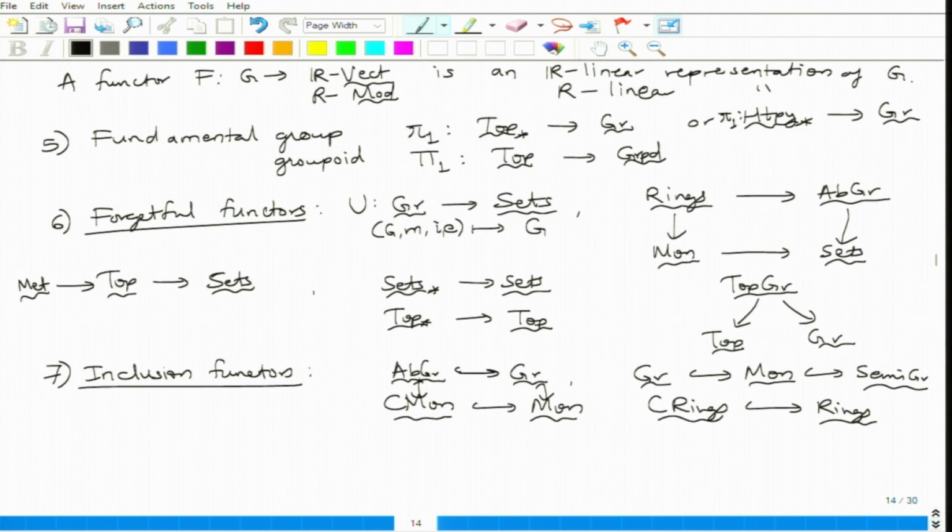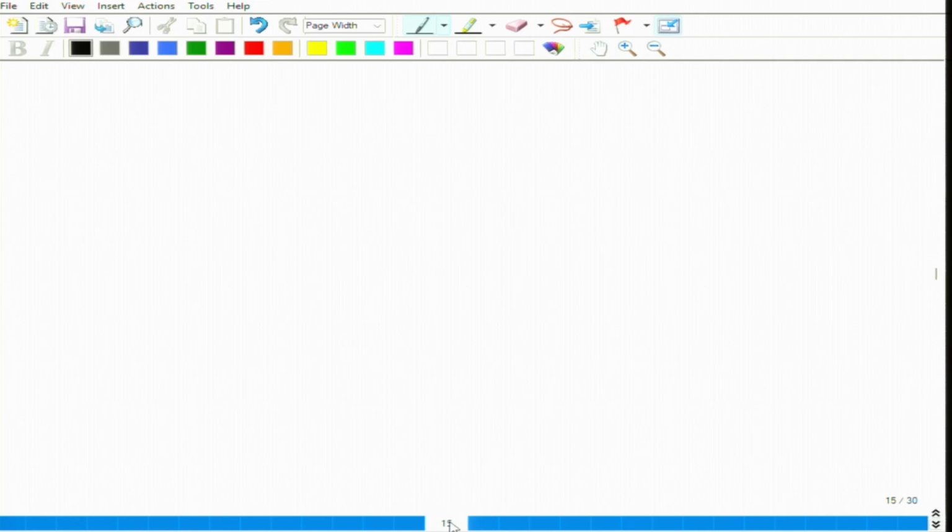Okay, so now we have got some obvious things. With forgetful functors and inclusion functors, you are forgetting about some data that you already know. Now we are going to look at examples which go in the opposite direction, where we are trying to introduce new kinds of spaces in the most general way possible. So for example, let's start with this.